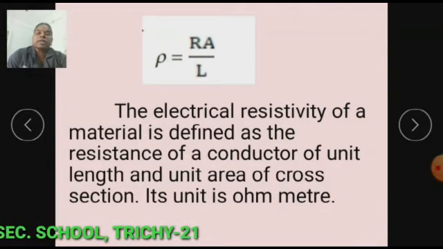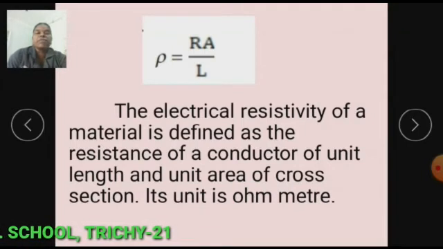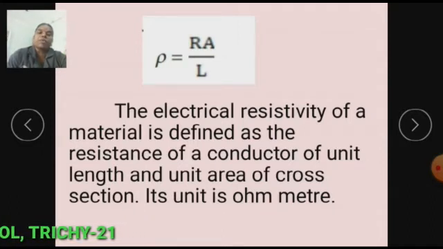The electrical resistivity of a material is defined as the resistance of the conductor of unit length and unit area of cross section. The unit of electrical resistivity is ohm meter.